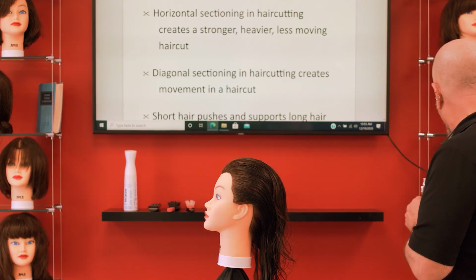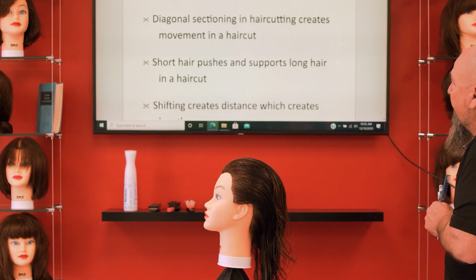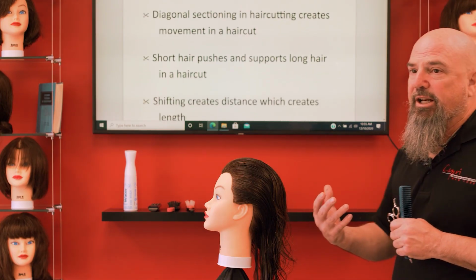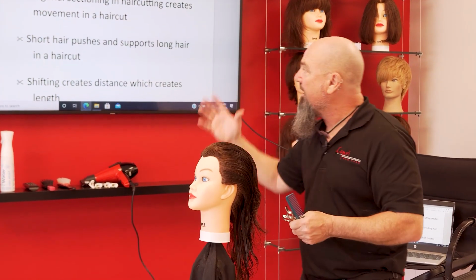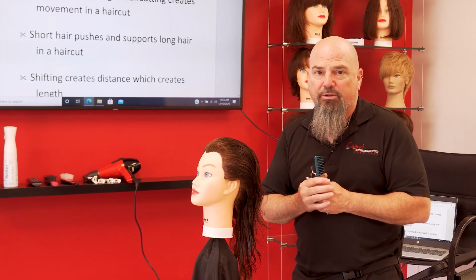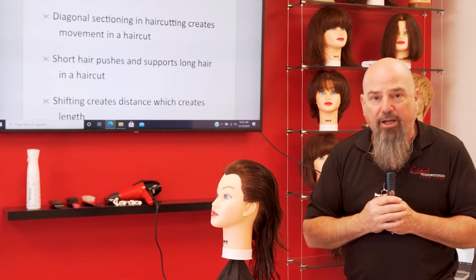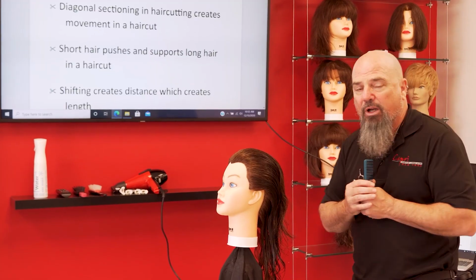The third rule of the laws of haircutting is diagonal sectioning in haircutting creates movement in a haircut. So if I want to move hair one way or another in a haircut, I choose diagonal sectioning versus the vertical or horizontal.